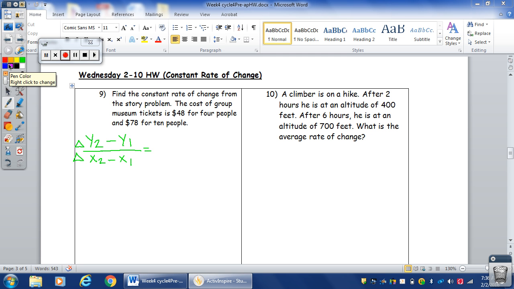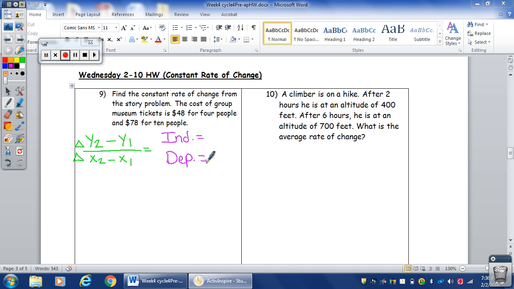The first thing we need to do here is figure out which numbers are representing our x and which numbers are representing our y. So, remember, we talked about dependent and independent in class. So we're going to put independent values, and then we're going to put dependent values, and we're abbreviating here. So we need to ask ourselves the question, do the people depend upon the cost, or is the cost dependent upon the number of people?